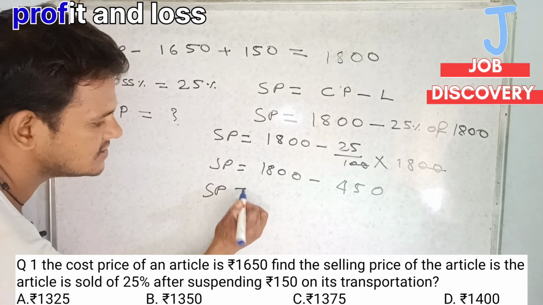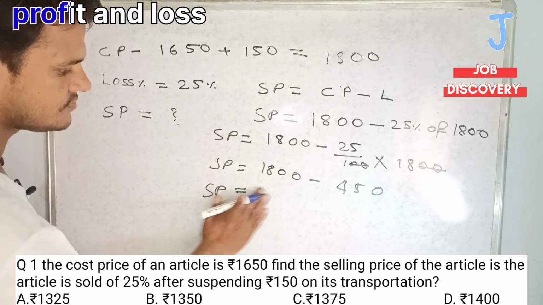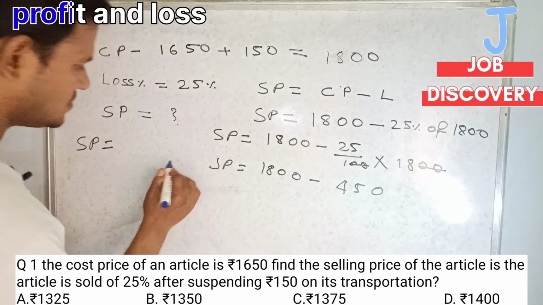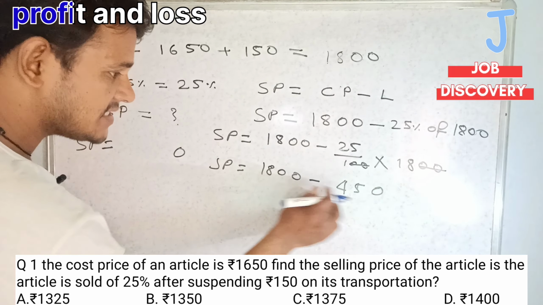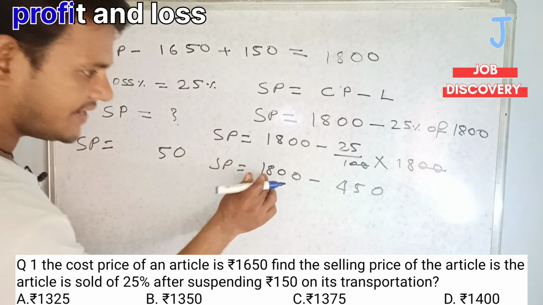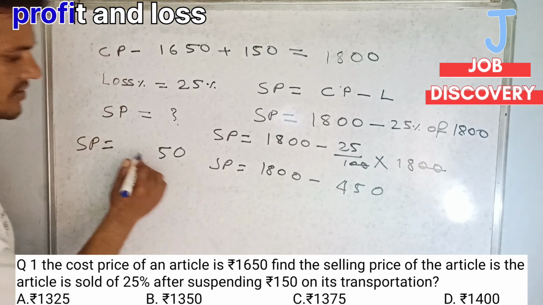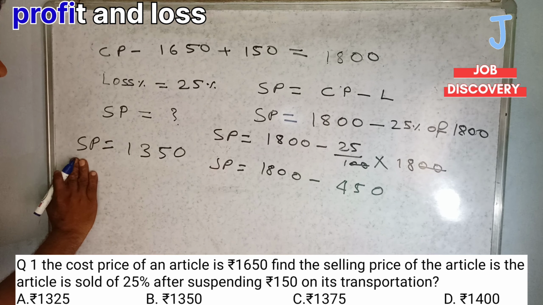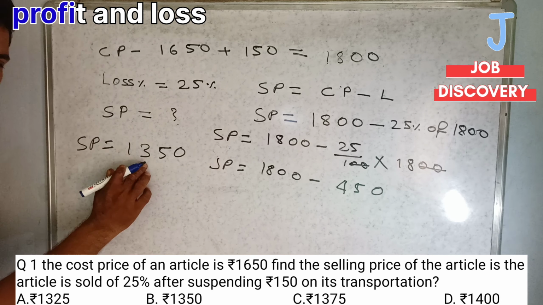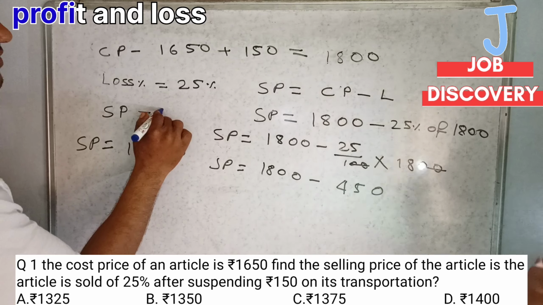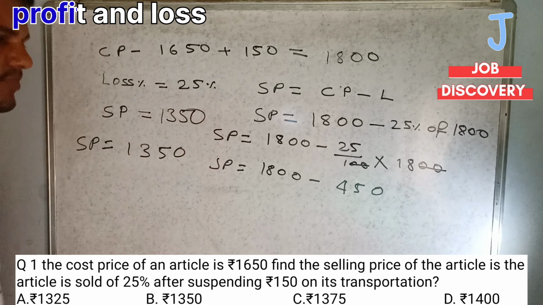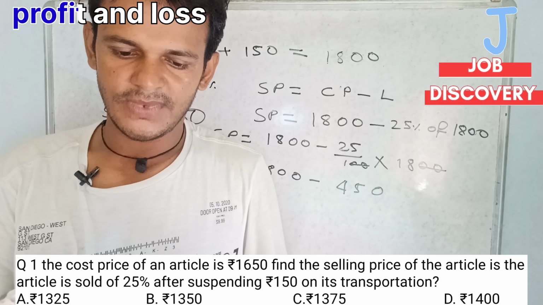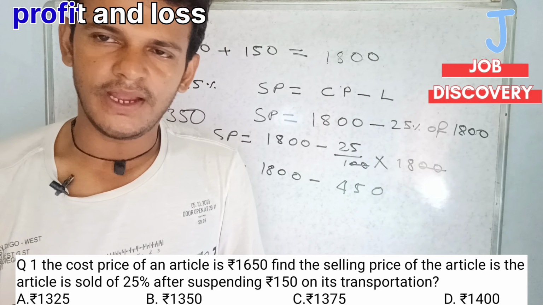So selling price is equal to 0 and 0, 0, 10 minus 5 is 5. Here is 7. So 7 minus 4 is 3 and 1. So our selling price is equal to 1350. 1350. Which option is the correct answer? Option A is the correct answer, right?